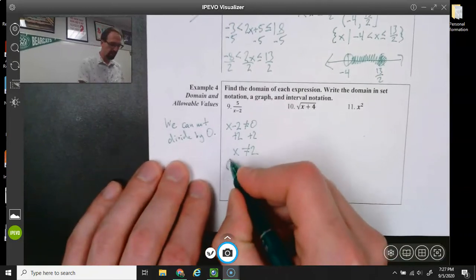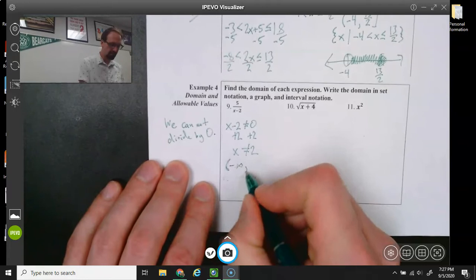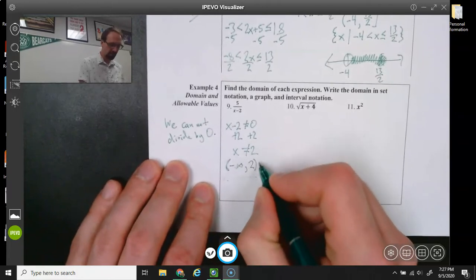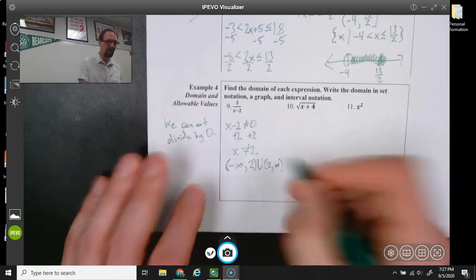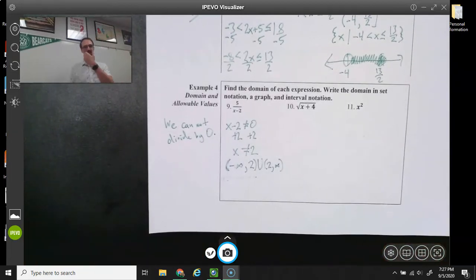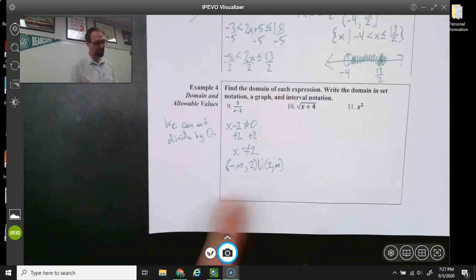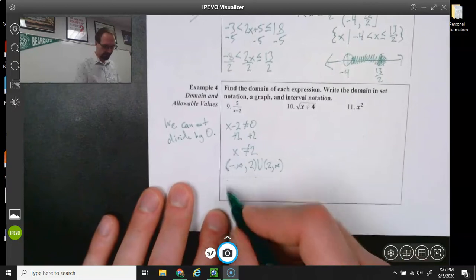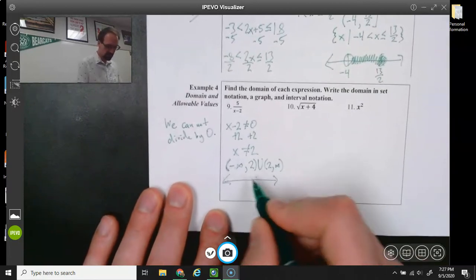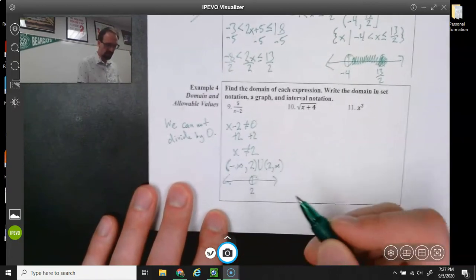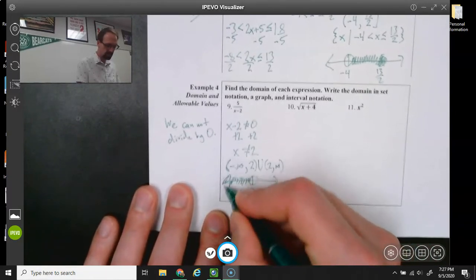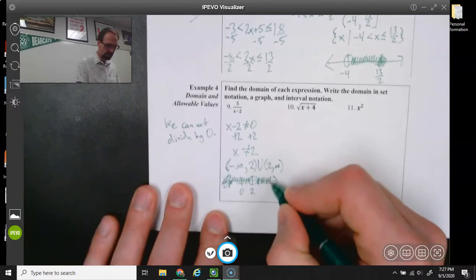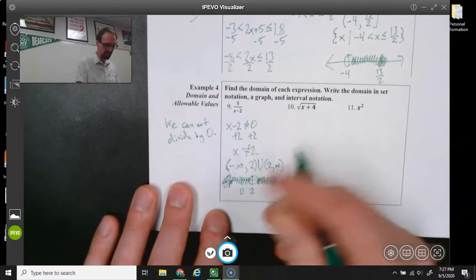The way we do that, we start with negative infinity, then go to 2, non-inclusive, union 2, non-inclusive, all the way to infinity. And that's everything except 2, because we just wrote the set, the number 2. This is the opposite of that. The next part is a graph. That means we can't have the number 2, but we can have everything else. So we have an open dot at 2, and then everything else is shaded in.